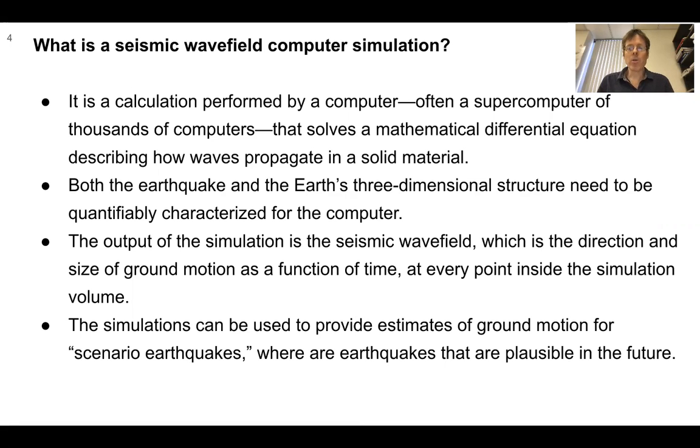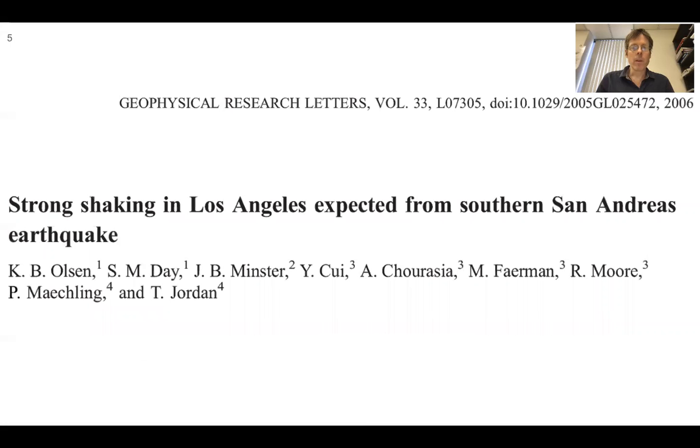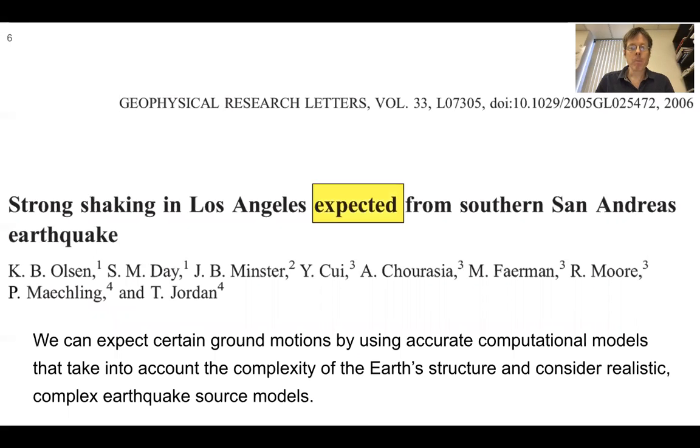The simulations can be used to provide estimates of ground motion for scenario earthquakes, which are earthquakes that are plausible in the future. So the focus paper is from 2006, strong shaking in Los Angeles expected from southern San Andreas earthquake. And the word expected is really to say we expect certain ground motions by using accurate computational models that take into account the complexity of the Earth's structure and also consider realistic complex earthquake source models.